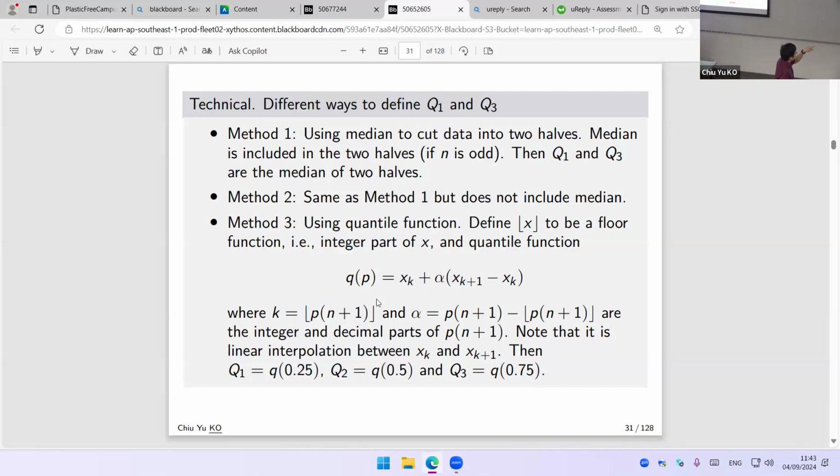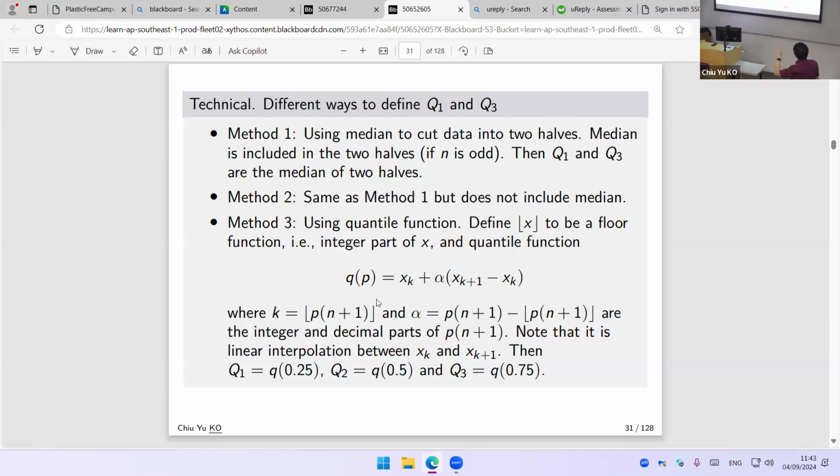Suppose p times (n plus 1) is 4.5. 4 is k, 0.5 is alpha. Why this formula works is that I want the 4.5th data point, which doesn't exist. How can we calculate it? It is between the fourth data and the fifth one, right? 0.5 is in the middle. So I take half of the distance between the fourth and fifth, the midway.